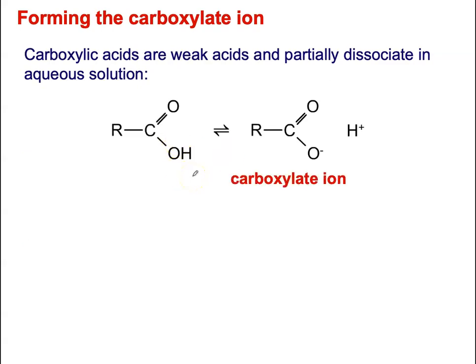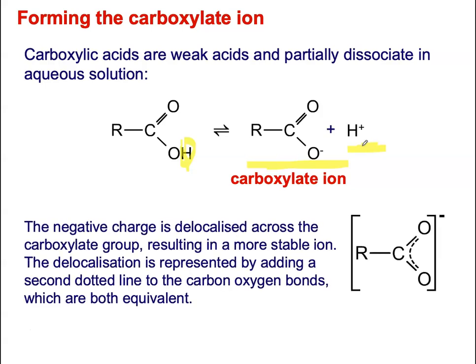Okay, so a very, very important reaction. Carboxylic acid dissociates into a carboxylate ion, RCOO-, and it releases a hydrogen ion in solution. That's the reason why it's an acid, because it's a proton donor, H+ donor. The negative charge is delocalized around the COO-, which results in a stable ion.